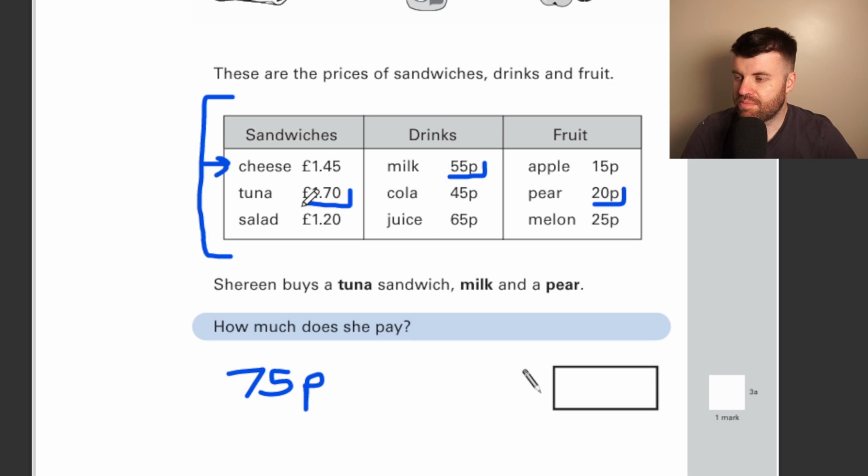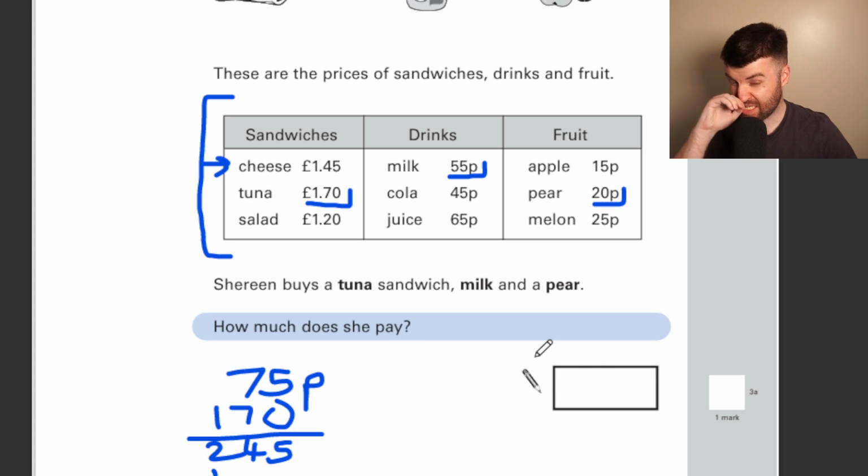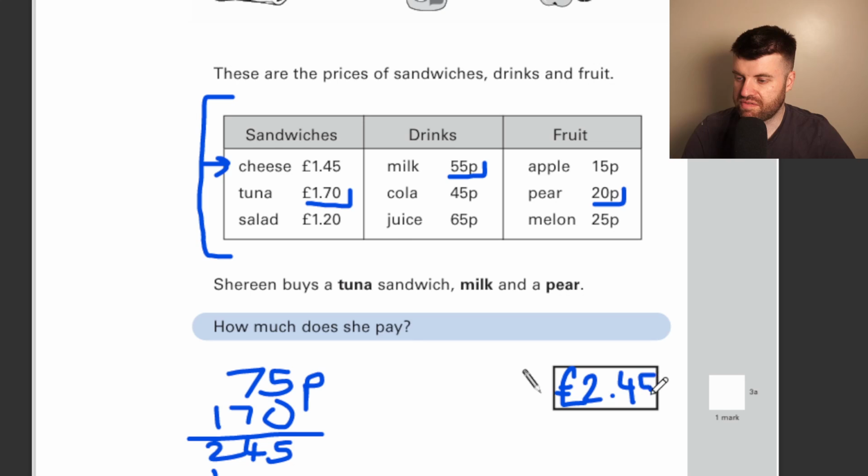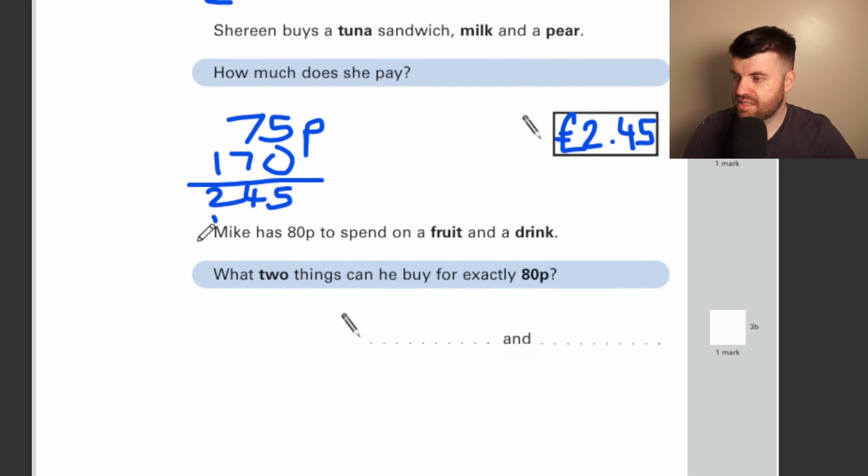Then we've just got to add the price of tuna, which is £1.70 or 170p. Make sure you keep the units the same. 5 in the ones, 14 in the tens, exchange over. We have 245 pence, which is an acceptable answer, but I want to write it as pounds. So I'm going to write £2, decimal, and 45 pence. And there is a second part to this question. Mike has 80 pence to spend on fruit and drink. What 2 things could he buy for exactly 80 pence?